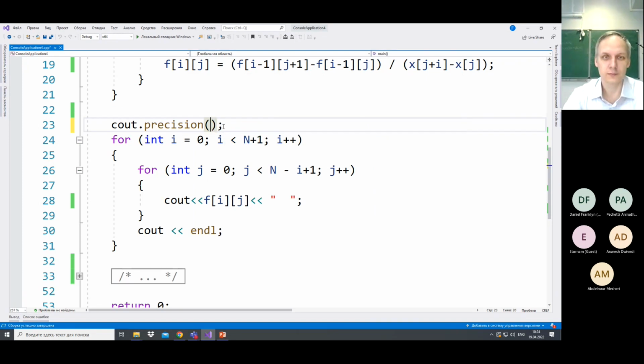And what's the difference between precision and cout and putting the arrows? The difference between what? Placing the dot. What? Please write on a board or type.